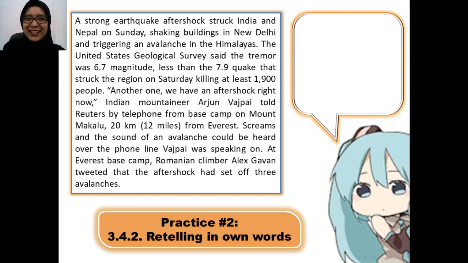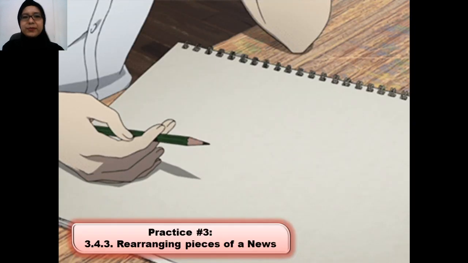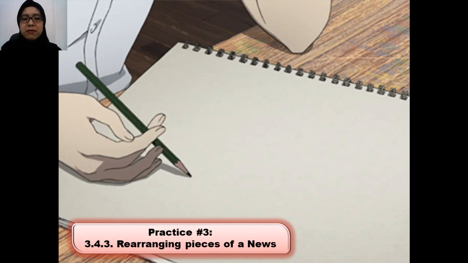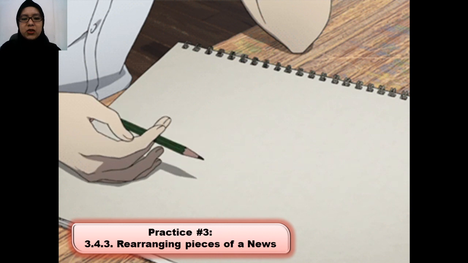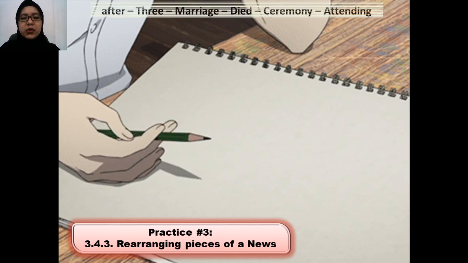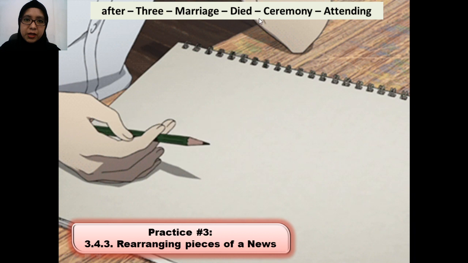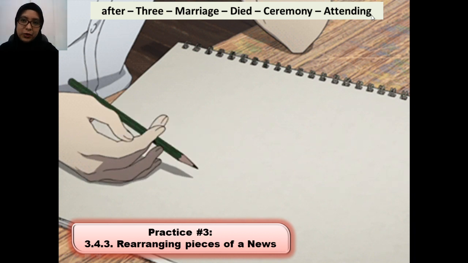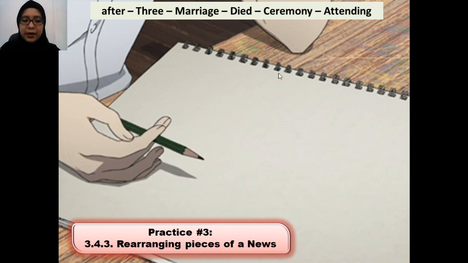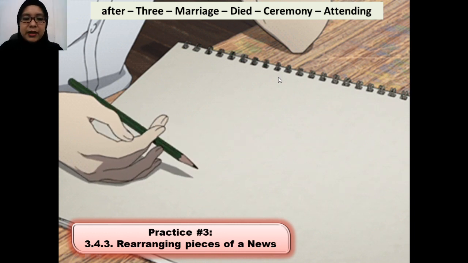Good. Now get ready to move on to the next level, level 3, which is rearranging pieces of a news. Oke, nah ini rearranging, menyusun kembali. Ya, this is your 3rd one. But you have to rearrange the title over here first. Nah, ini harus di rearrange dulu. After 3 marriage died ceremony attending. Oke, kira-kira ini titlenya seperti apa? Silakan di rearrange menjadi title yang baik.